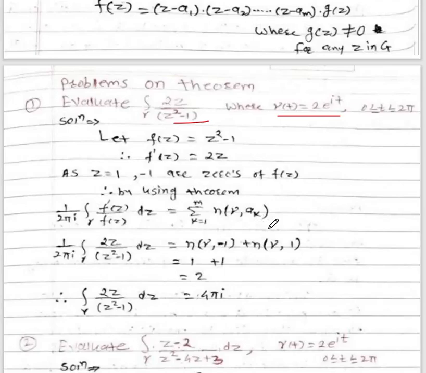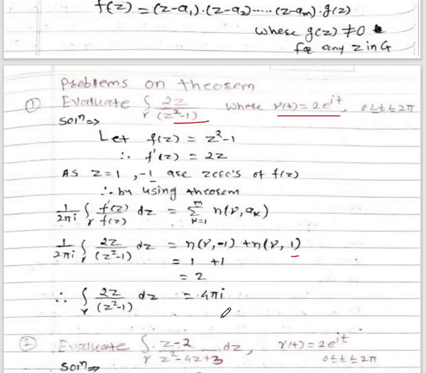Okay, so this is equal to, putting in the values of f dash of z, that is 2z, and f of z, that is z square minus 1, dz, equal to what? What is the index of the closed curve at the point a1, that is 1, plus a2, that is minus 1. Therefore, the index of the closed curve at the point minus 1 and at the point 1.